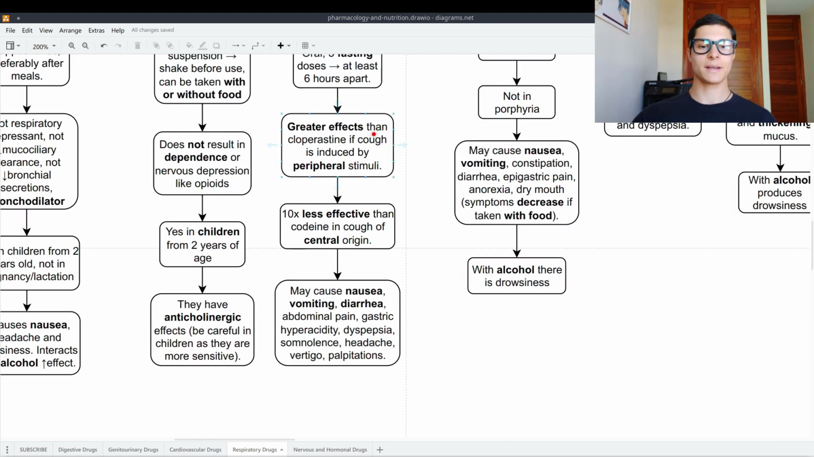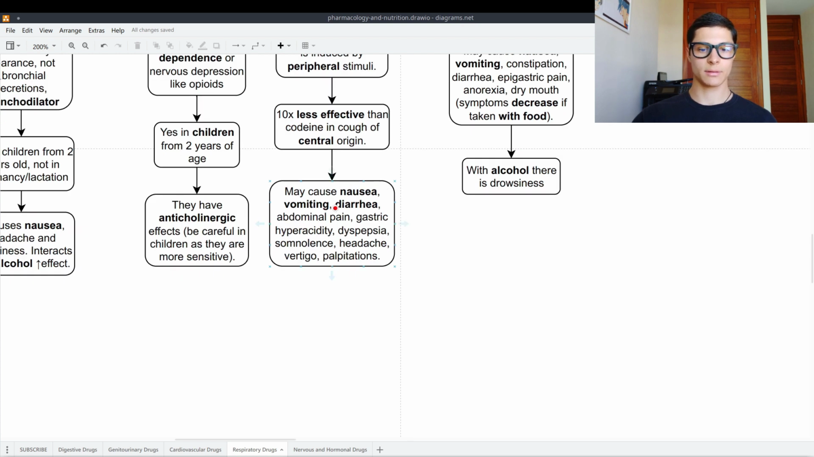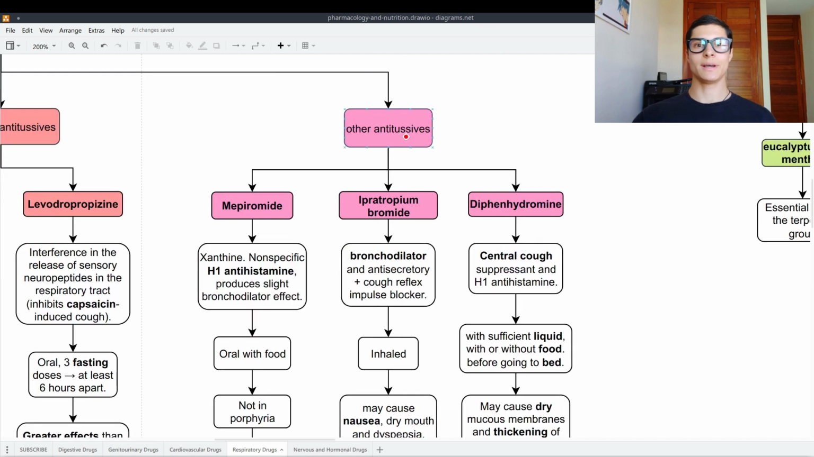It has greater effects than the clopidogrel if the COG is induced by peripheral stimuli, but it has 10 times less effectiveness than codeine when the COG is from a central region. It may cause nausea, vomiting, diarrhea, abdominal pain, gastric hyperacidity, dyspepsia, somnolence and headaches, vertigo and palpitations. And then all the antitussives.